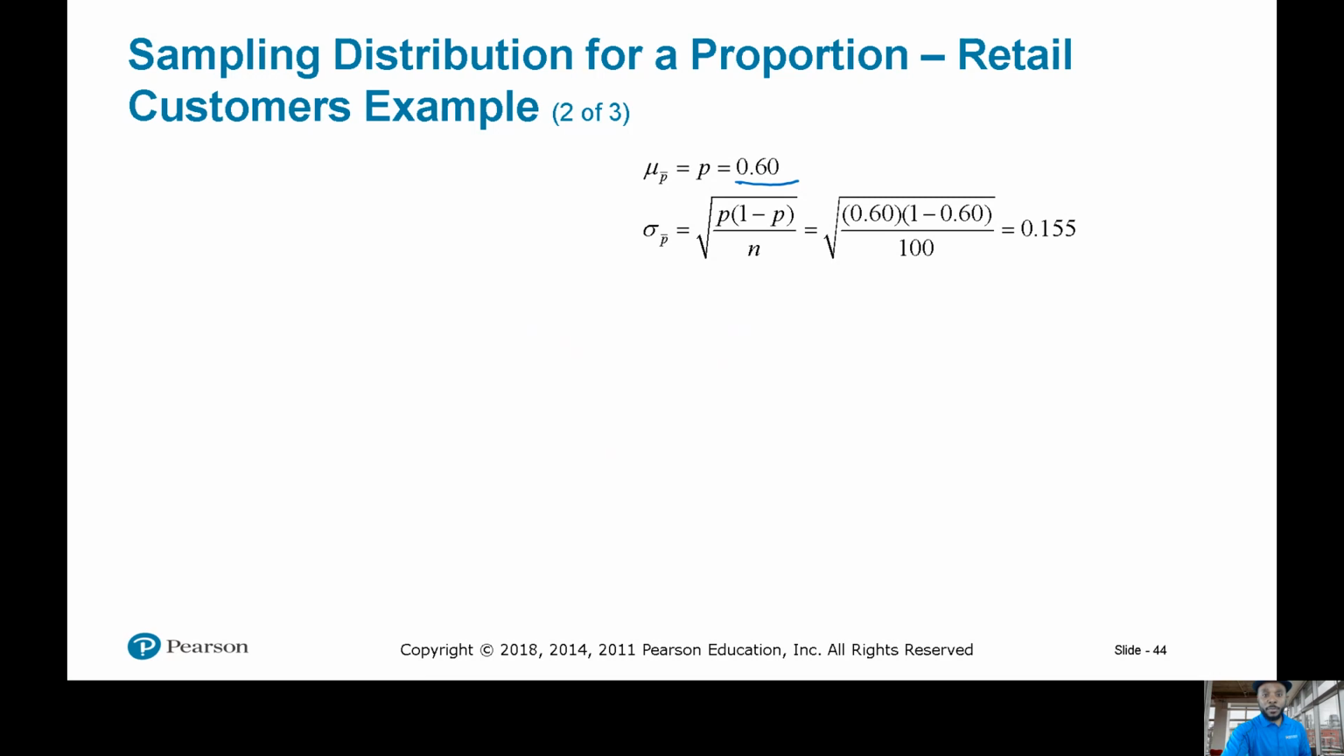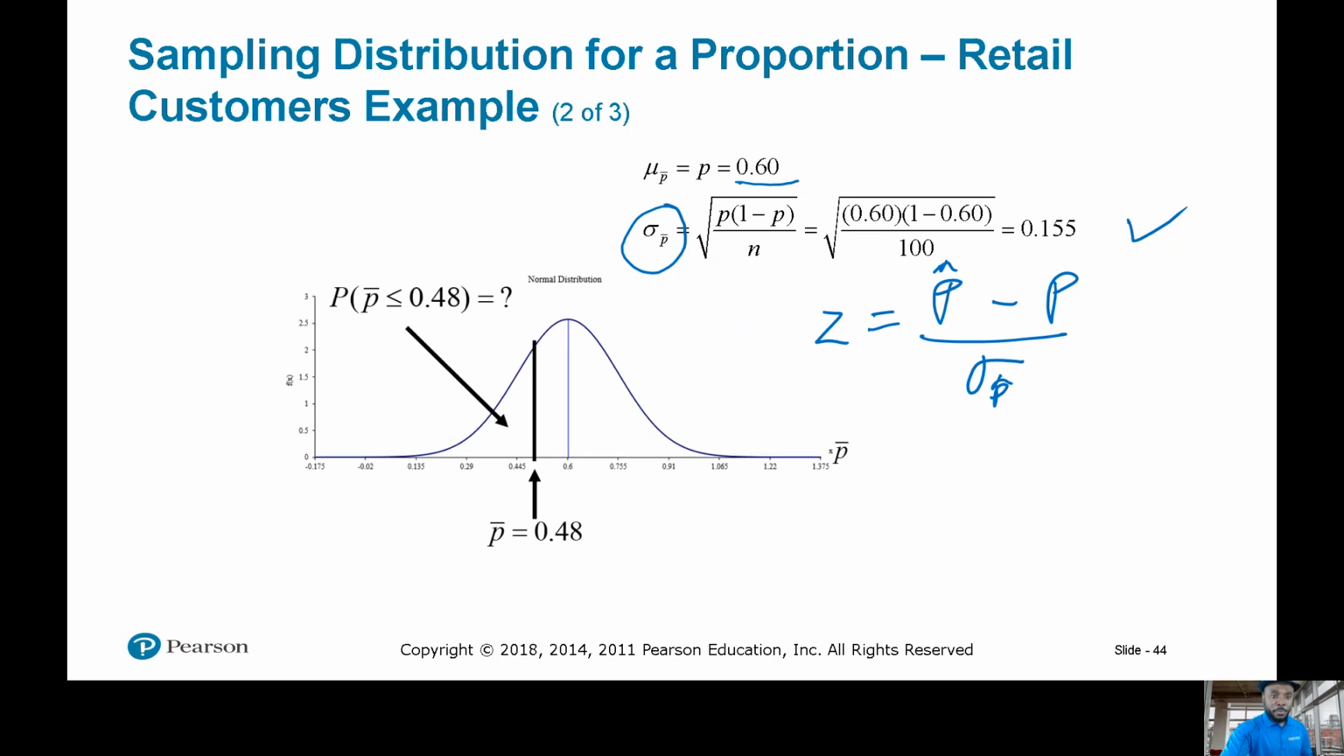Now the next step here is to find the standard error. And recall it's the square root of P times Q over N, and so that gives us this. Since we know this, to find Z it is going to be P hat minus P divided by sigma of P hat. That's why we have to find the standard error first. So next, what are we trying to find? We're trying to find the probability that P hat is less than or equal to 0.48. So we are interested in this area.